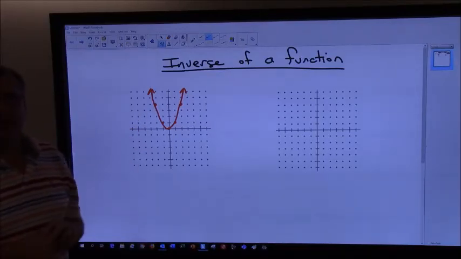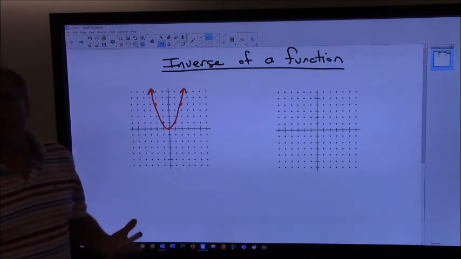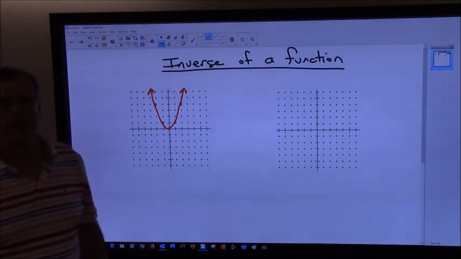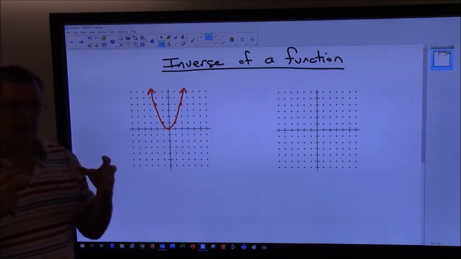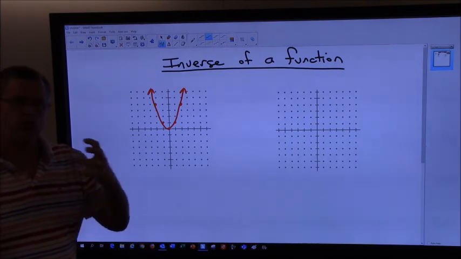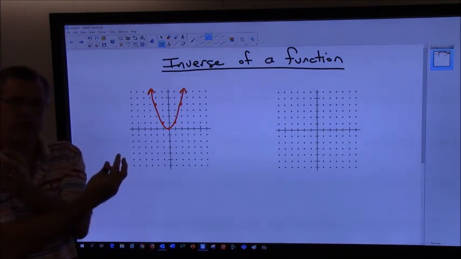So today we want to talk about inverse of a function, or inverse functions. And first I just want to make sure we understand what that means. To get an inverse function, all you're doing is switching all the x and the y coordinates.